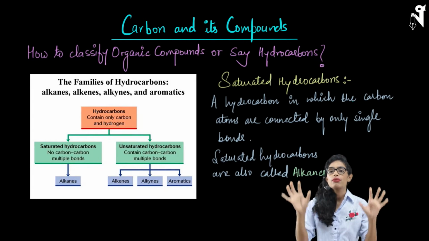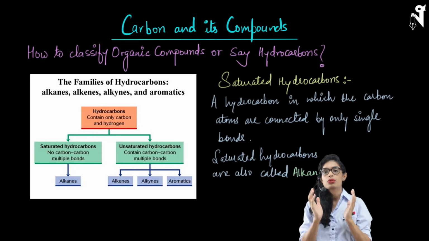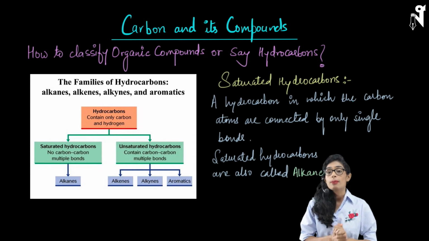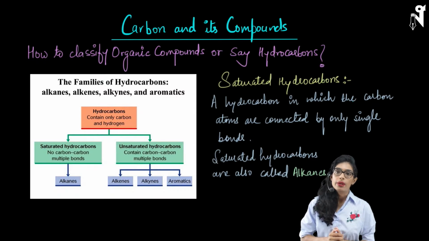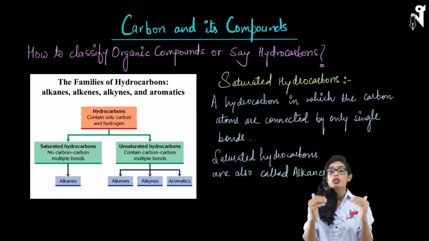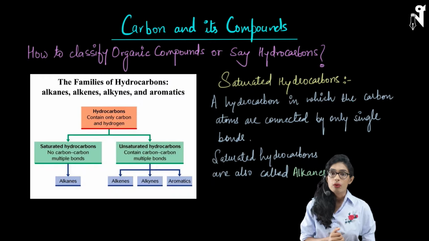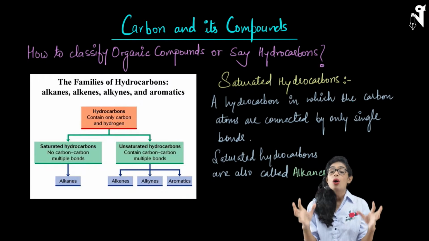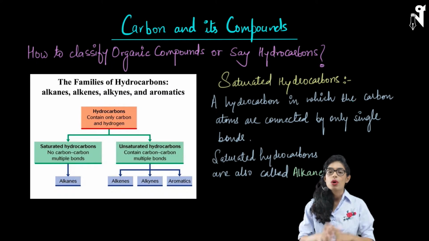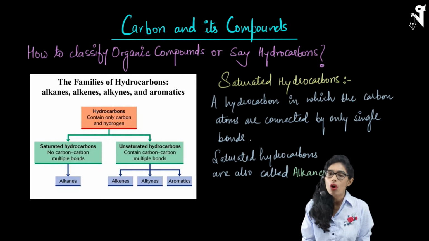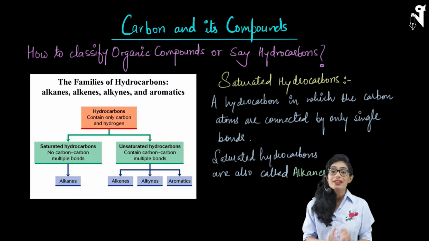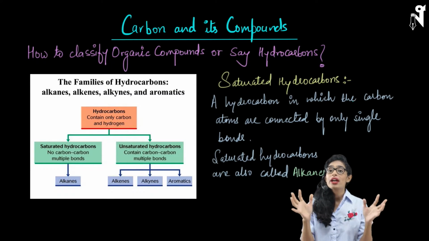So basics of what exactly organic chemistry is and what hydrocarbons are, why carbon is important, why it is an essential element, what the sources are from where we can get organic compounds, and how carbon exists in nature, what the different allotropes of carbon are. We have discussed all that in the last few videos. Now, in this video, we will be majorly talking about how to classify organic compounds.